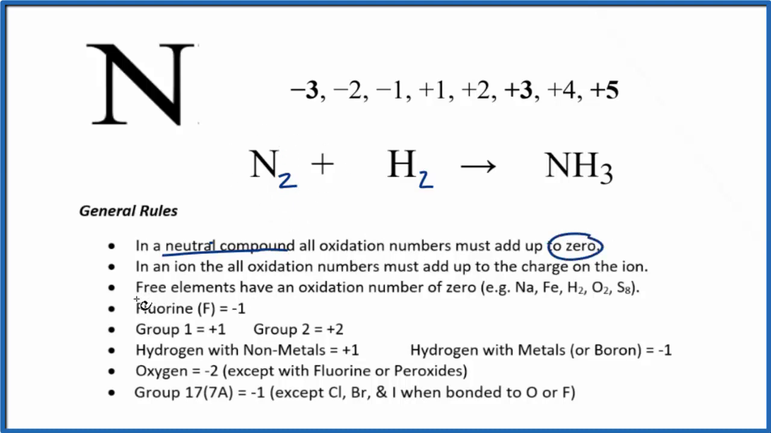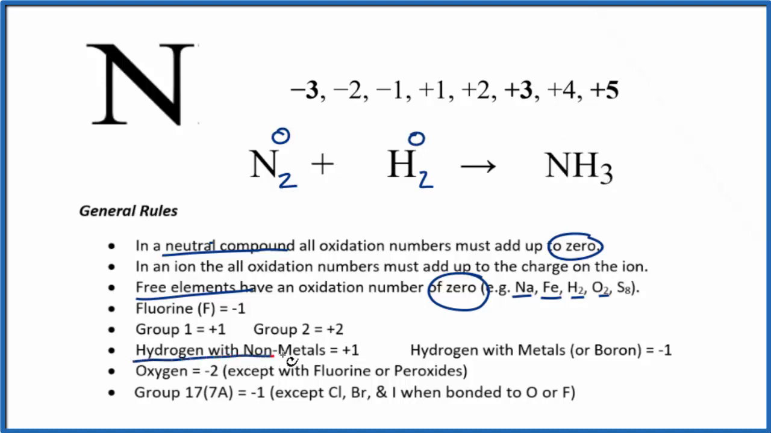This is called a free element. Free elements like Na, Fe, or H2. So free elements have oxidation numbers of 0. So both of these, their oxidation number is going to be 0. We have them combining together to form this NH3.